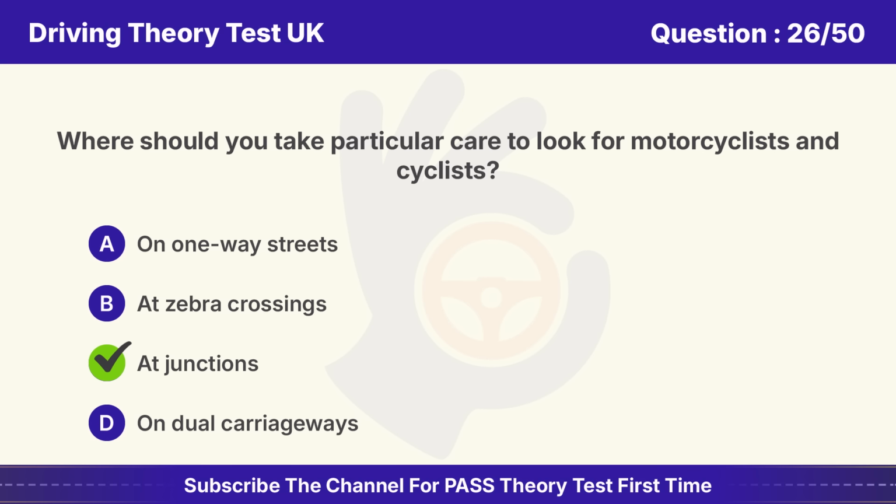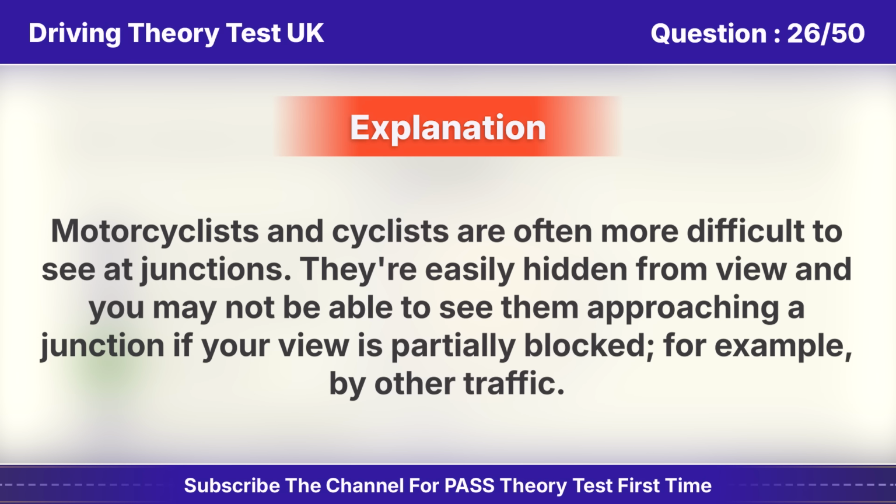Answer is C. At junctions. Motorcyclists and cyclists are often more difficult to see at junctions. They're easily hidden from view and you may not be able to see them approaching a junction if your view is partially blocked, for example, by other traffic.